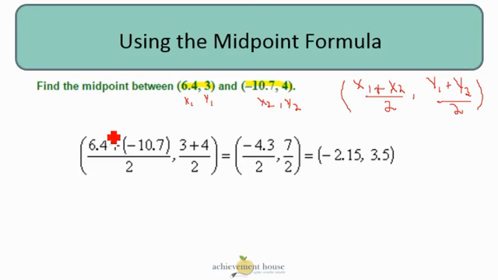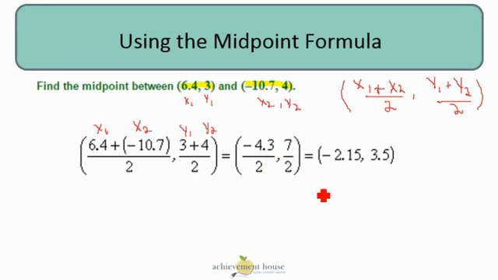So we're going to substitute x1 into here, and you get 6.4. Remember to keep your signs, so negative 10.7 is x2, so that's what we put in there. So we're adding a negative 10.7. And then we have y1 is 3, and y2 is 4. And so you substitute those into the equation. 6.4 plus negative 10.7 will give us negative 4.3. 3 plus 4 is 7.